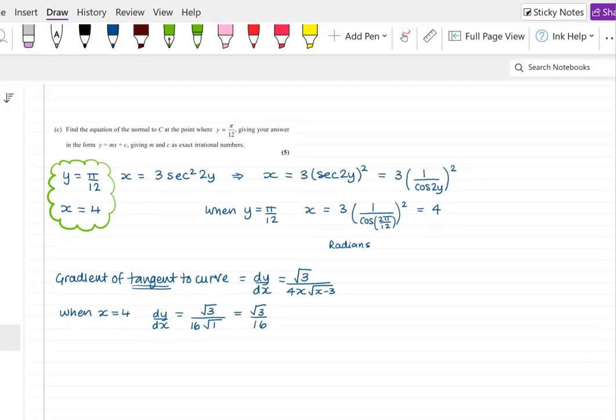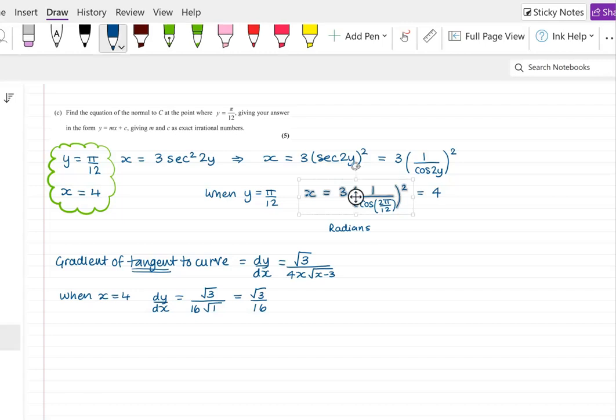But this question wants you to find the equation of the normal. So remembering that the gradient of the normal is always the negative reciprocal. So therefore the gradient of the normal is the negative of 16 over root 3. I like to rationalise the denominator when I can, so I'm going to do that, which is negative 16 root 3 over 3, which can't be simplified anymore.